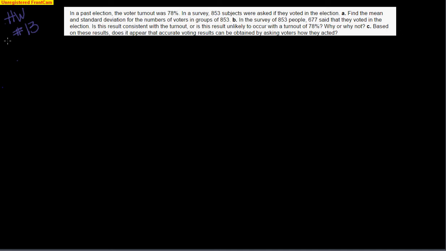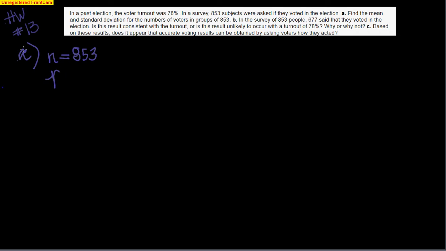In a past election, voter turnout was 78%. In a survey, 853 subjects were asked if they voted in the election. It says find the mean and standard deviation for the numbers of voters in groups of 853. So let's just start there. We are told N is 853. That's how many voters we're looking at.